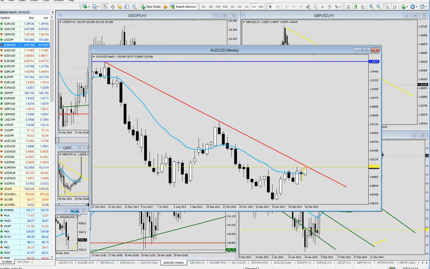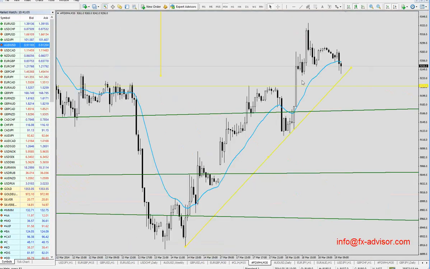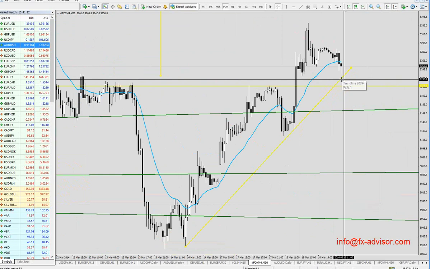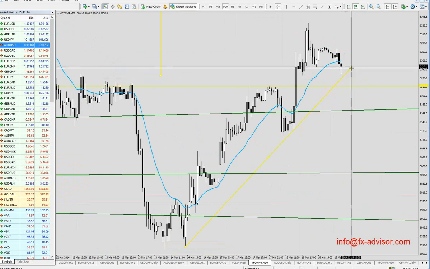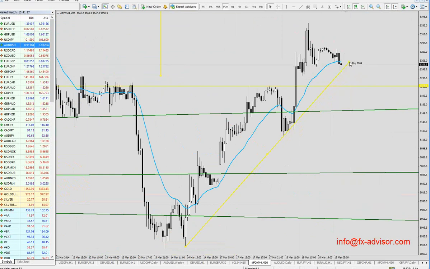Let's take a look at DAX as we are testing the line. I'm going to add to the positions on the test of the line, as I already have a small long based on this type of trend line, false break, pushing higher, but I already have a position from here, so I don't want to add, right? Let's see what's going to happen.